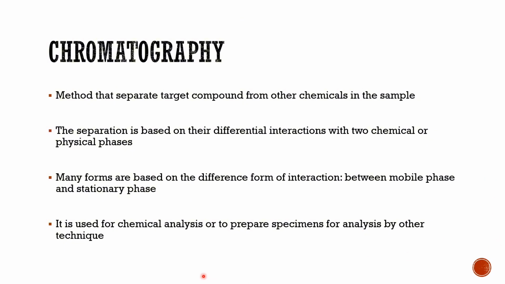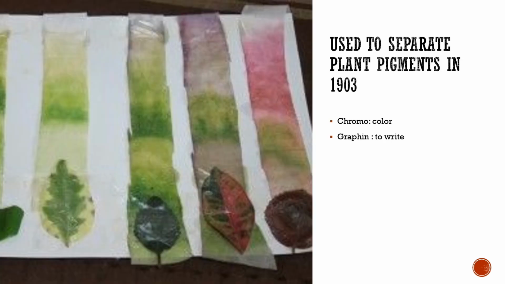It is used for chemical analysis or to prepare a specimen for analysis by another technique. So it can be a standalone method used for analysis of a chemical, or it can be added to another method for detection. The concept of chromatography came from 1903, where they found that plant pigments can be separated in this form. It can give different colors, and the word graphein means to write, so the word chromatography was described for the first time.